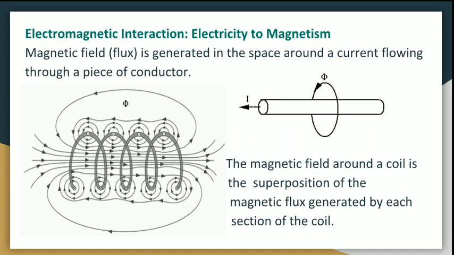Next one is electromagnetic interaction, or electricity to magnetism. The right hand side diagram shows that the magnetic field flux is generated in the space around a current flowing through a piece of conductor, and the left hand diagram shows the magnetic field around a coil is the superposition of the magnetic flux generated by each section of the coil.